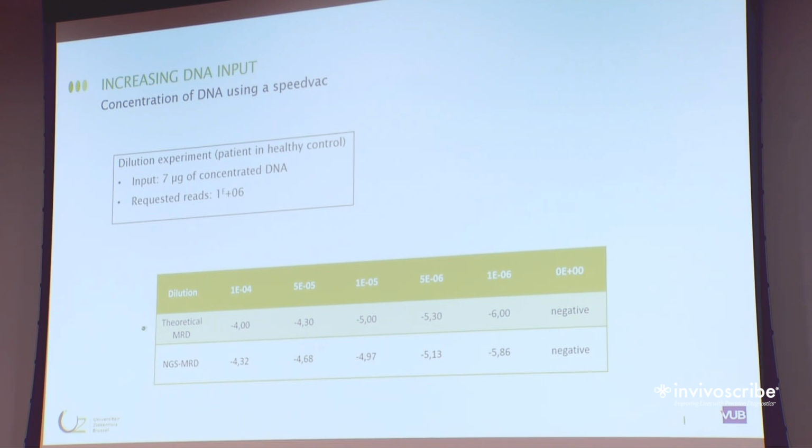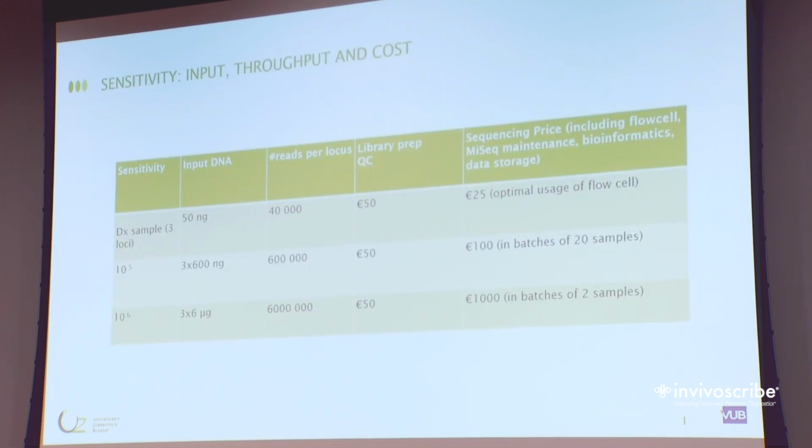So this is the theoretical MRD, and this is the logarithmic NGS MRD. And when you then make a nice diagram, you see that the correlation is really, really good. I was really surprised that we just could do this. So it's feasible to put in 7 micrograms in one PCR reaction. But this comes, of course, with a cost.